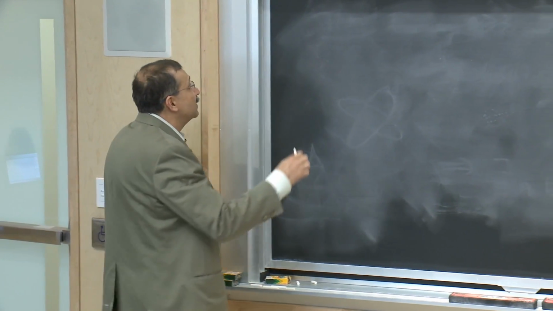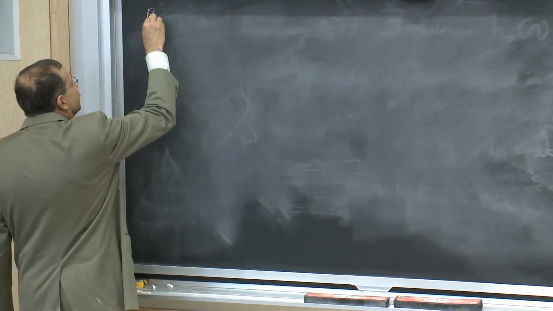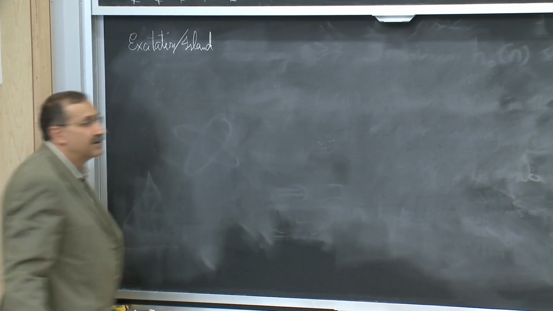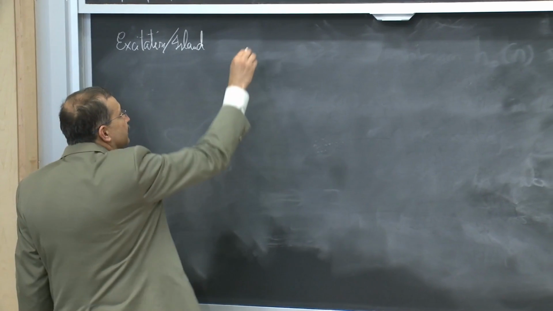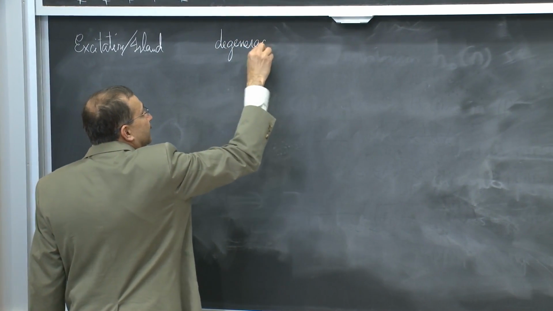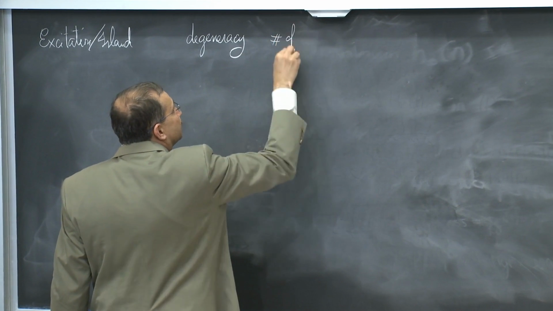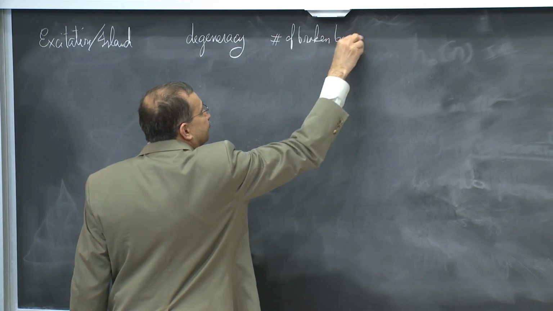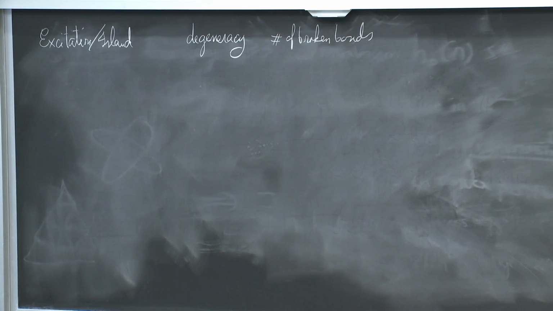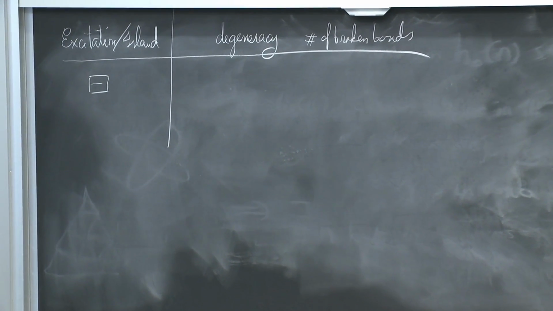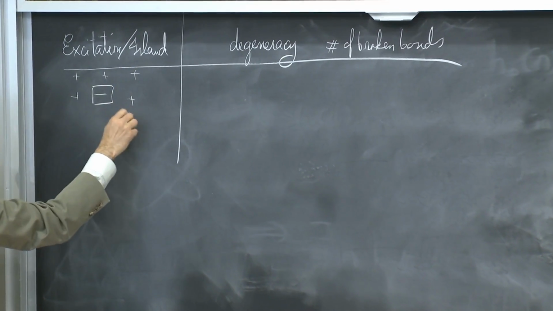So we can very easily write the first few terms in the series. So let's make a list of the excitation or island that I can make, how many ways I can make this, which I will call degeneracy, and the number of broken bonds. So clearly, the simplest thing that I can do in a sea of pluses is to make one island, which is simply a site that has been previously plus and now has gone to become a minus.